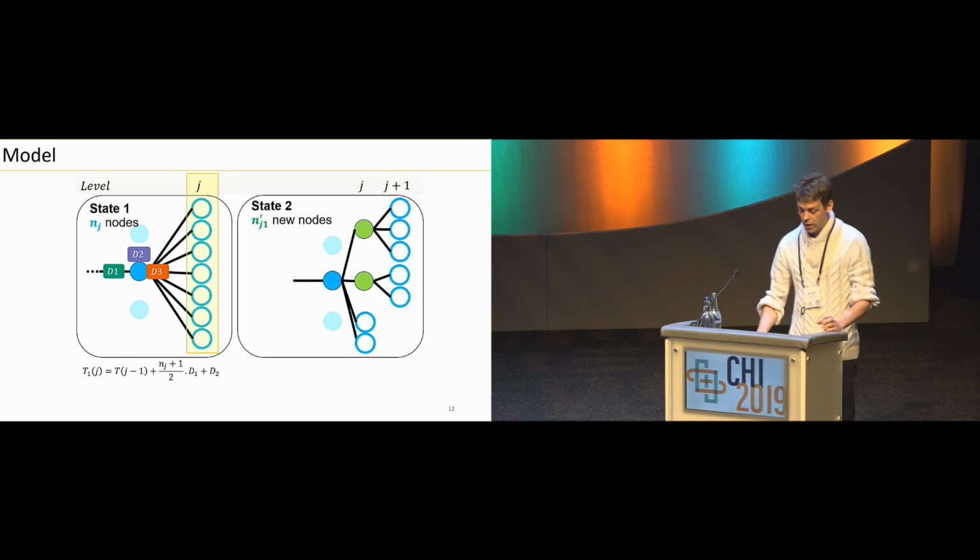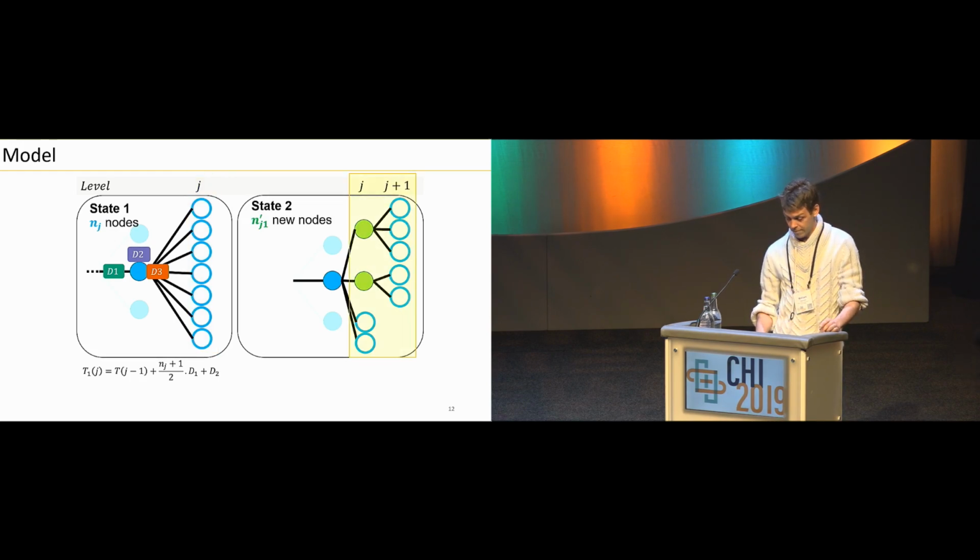But now, if we reorganize these nodes with level j and j plus 1, this is a new average selection time. So without going into the details, this model considers the time to look for a node, the time to select it, the time to go to the next level, and the time to look for and select the children.